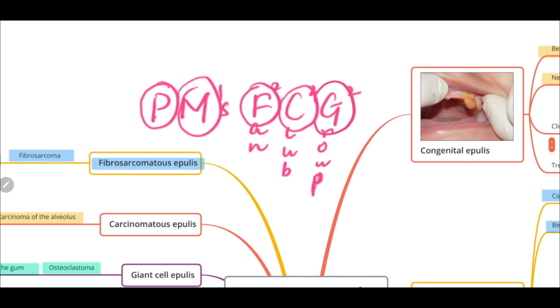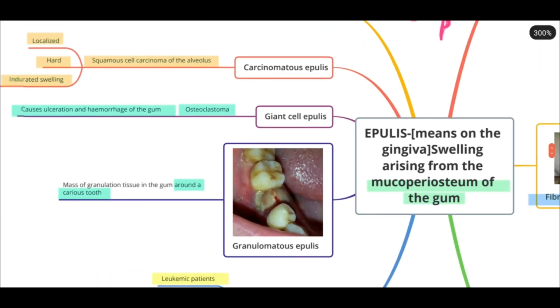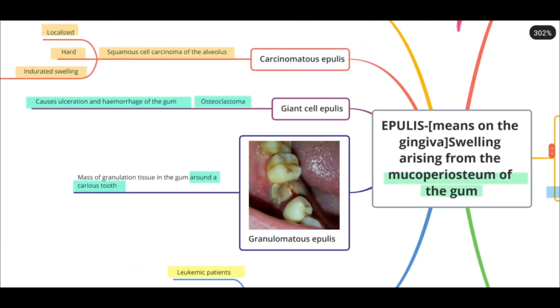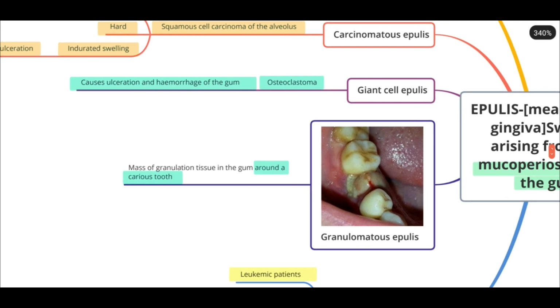Next we came to G. So G, again you have two G's. One is granulomatous epulis, which is here, and this is the mass of granulation tissue which is arising around a carious tooth. And then there is giant cell epulis also. Giant cell epulis is the osteoclastoma which is causing ulceration and hemorrhage of the gum.